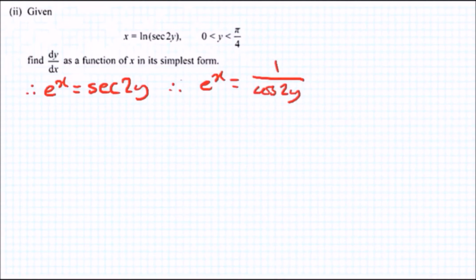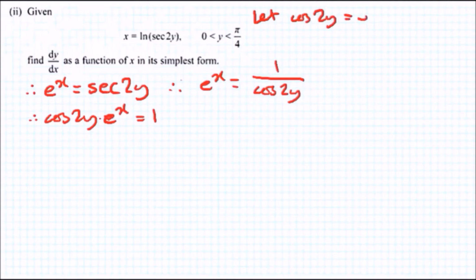Now what we want to do here is to multiply cos 2y across, and then we're going to get cos 2y times e^x equals 1. Now I'm going to stop for a second, and I'm going to define cos 2y. We could divide e to the power x across, and this will give us e to the negative x. So up here, I'm going to say let cos 2y equal e to the negative x. This is going to be very handy later, and I'll show you why.